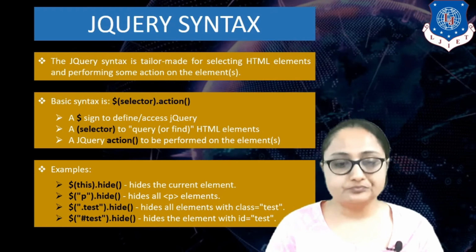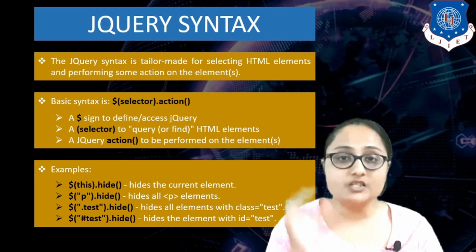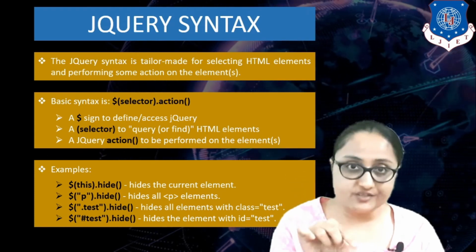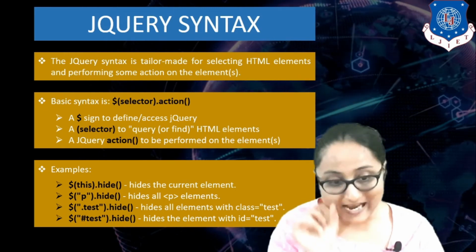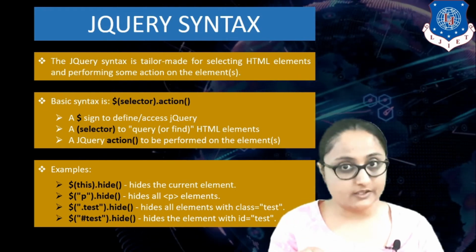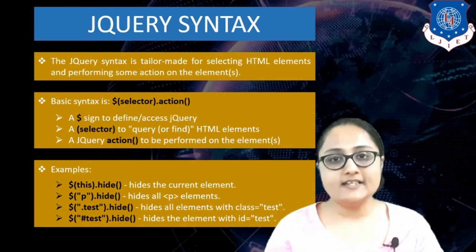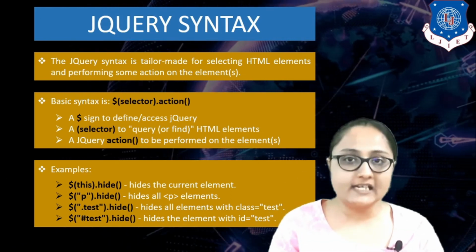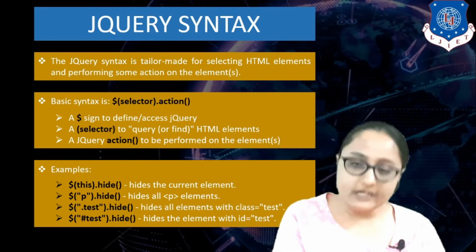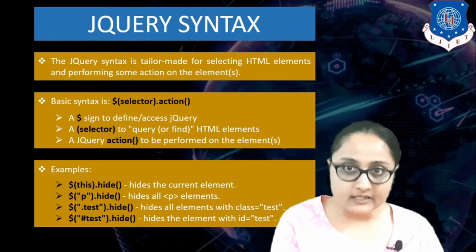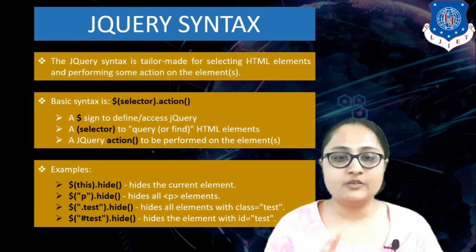Dollar, this is the selector. It means whatever the current context we are in, that element should be selected. Dot hide means it hides the current element. Hide is the action that I want to perform on the selector. Which selector? This. So whatever context you are currently in, that HTML element will be hidden.